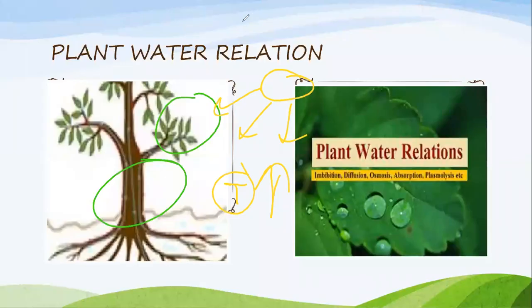As well as, water is a source of oxygen in photosynthesis and hydrogen for chemical assimilation. So water plays a very important role in plants. Without water, plants cannot survive. There is no chance of survival. And there are various forces involved in absorption and movement of water, that is diffusion, osmosis, plasmolysis, imbibition, active absorption, and bulk flow. So that is all about plant water relation.